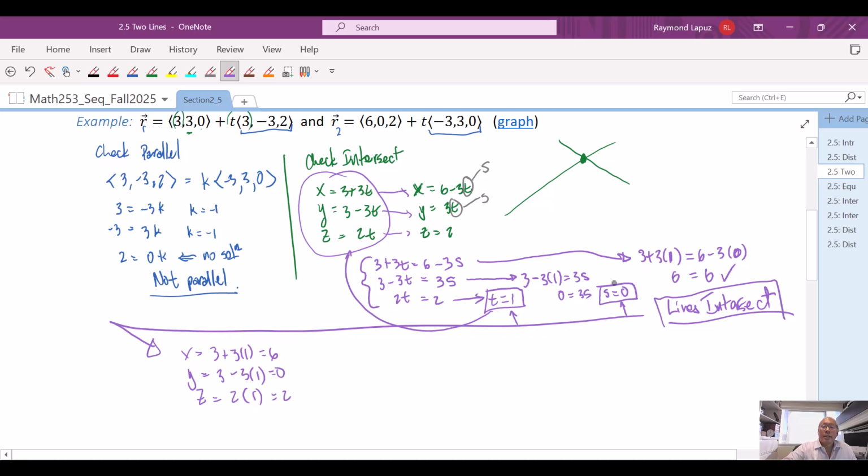You can also put s and put it back into here. Since s is equal to 0, that might be a little simpler. Since we have our original equations written in vector form, you could have also put s is equal to 0 into the original equation, and that's going to be (6, 0, 2) again. So regardless of how you find your point, the point of intersection should be the same regardless of what you use.